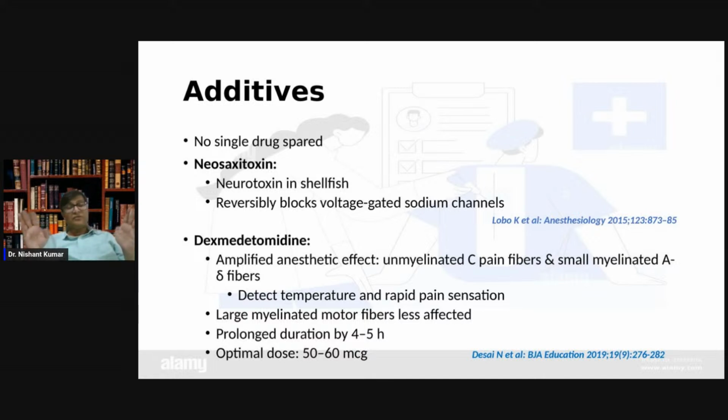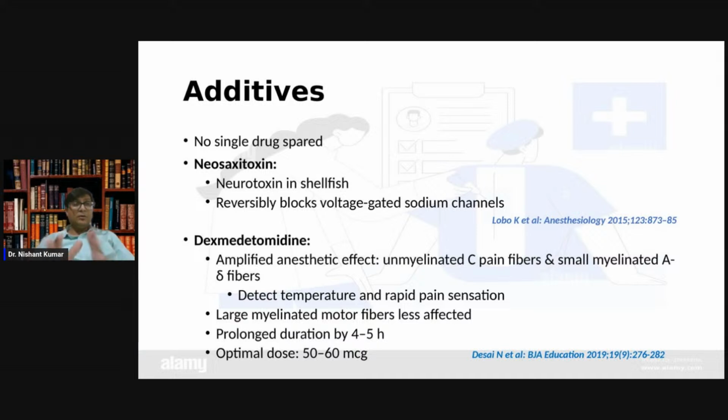Now, when we talk of additives, we all like to add additives. Except for, I think, propofol or thiopentone, there is no drug which has been spared as an additive to the local anesthetic. Now, this is something new: a neurotoxin in shellfish, saxitoxin, reversibly blocks voltage gated sodium channels. It showed promise, but unfortunately has not continued beyond the first phase trials.